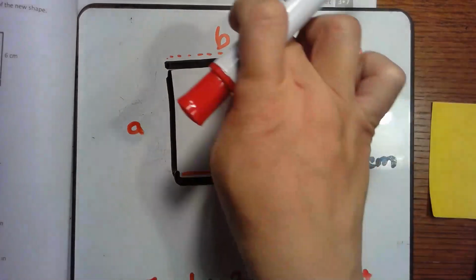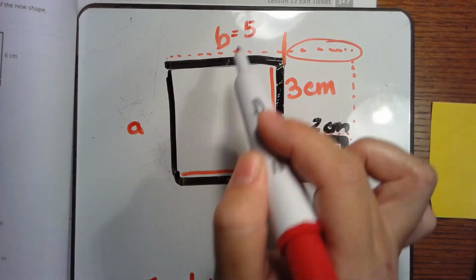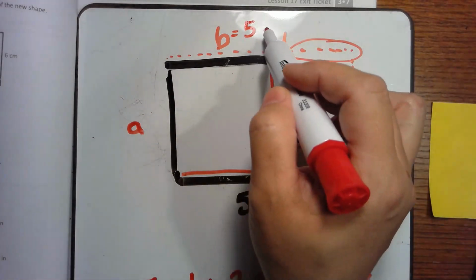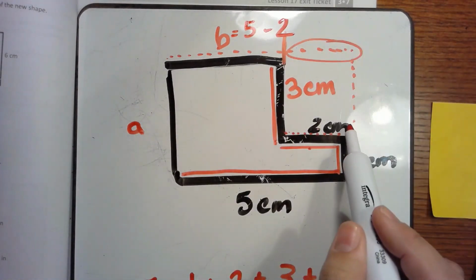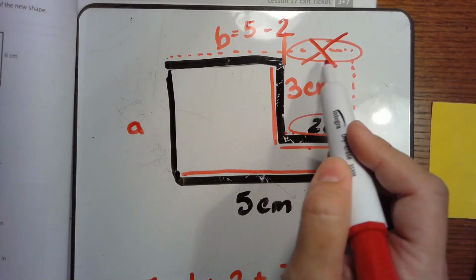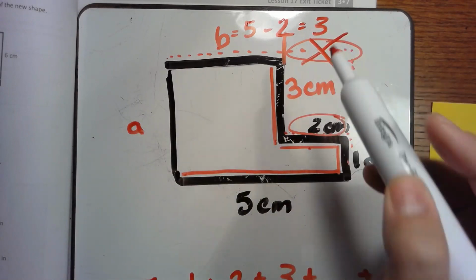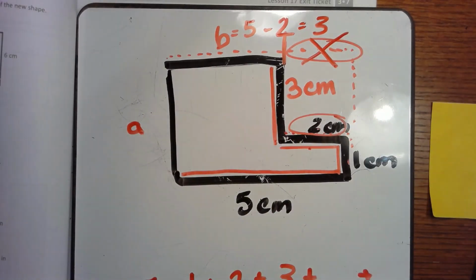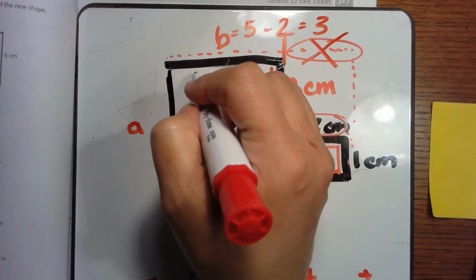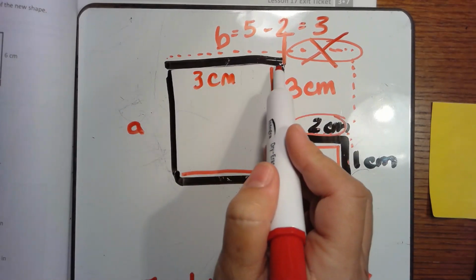So to find B, we would do the whole length taking away this part. If we take that away, we'll be left with this part. So we can see that B is 3 centimeters. I'll label it on the inside because I'm running out of space. So this part is 3.